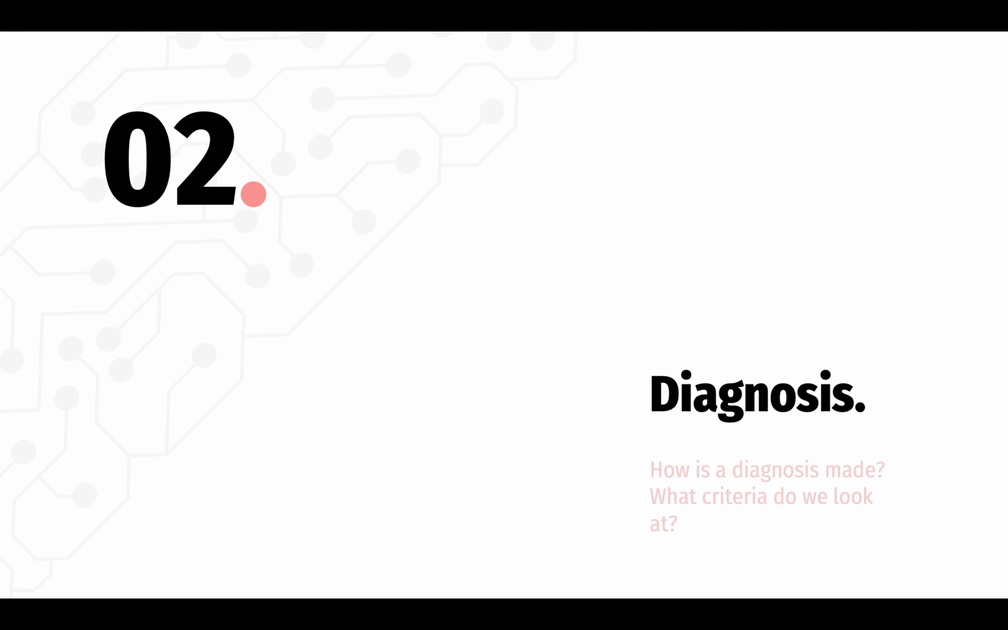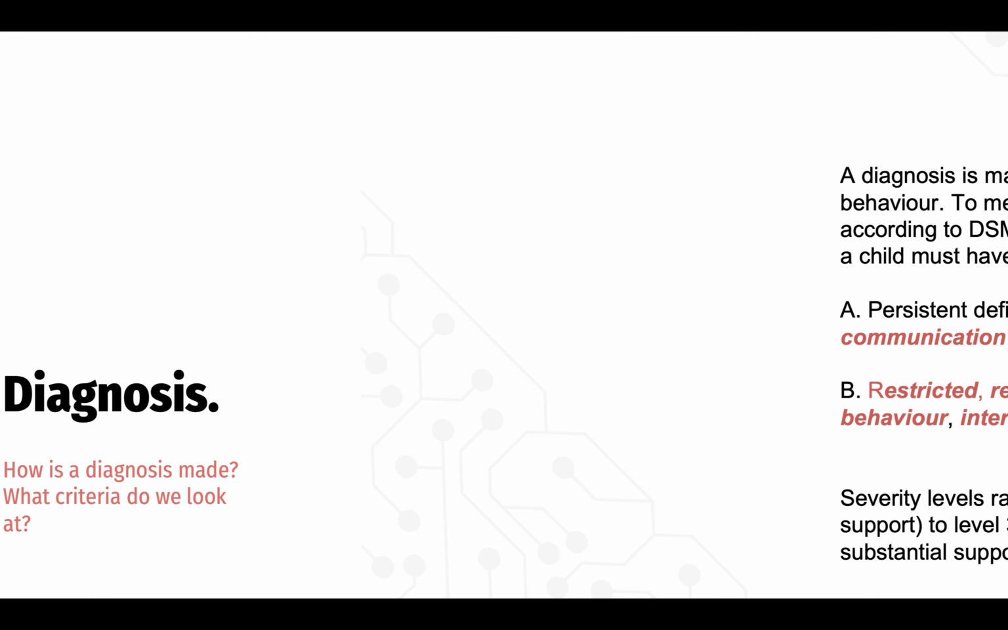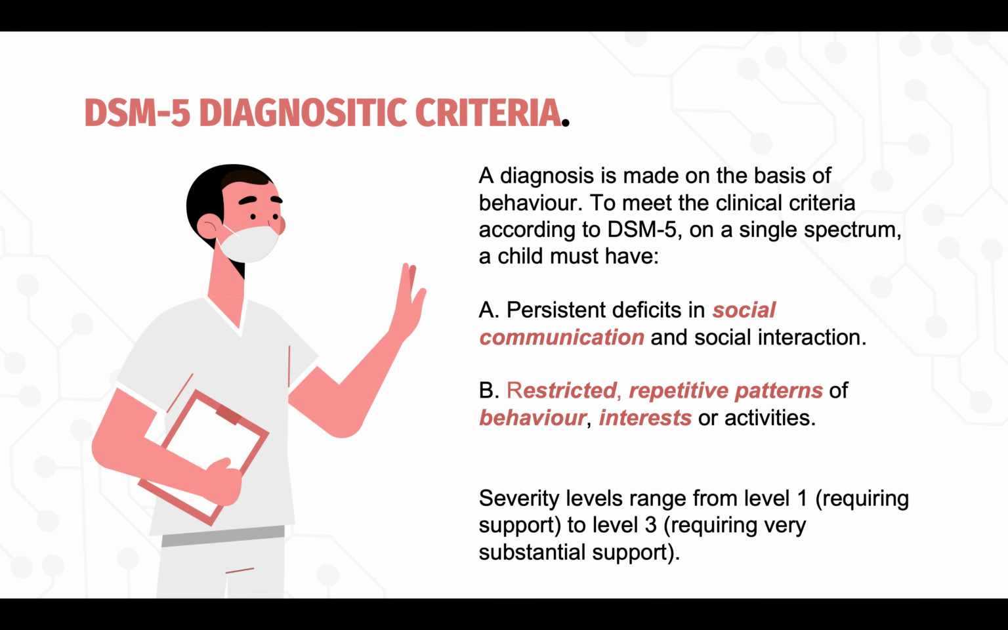Now let's look at some of the clinical criteria used to diagnose autism spectrum disorder. As there are no reliable biomarkers, a diagnosis is typically made on the basis of behaviour. To meet the clinical criteria, according to the American Psychiatric Association's Diagnostic and Statistical Manual of Mental Disorders, also known as DSM-5, on a single spectrum, a child must have both of the following: A, persistent deficits in social communication and social interaction, and B, restricted repetitive patterns of behaviour, interests, or activities.